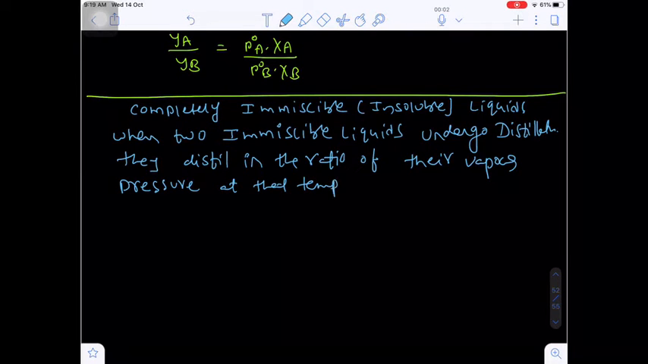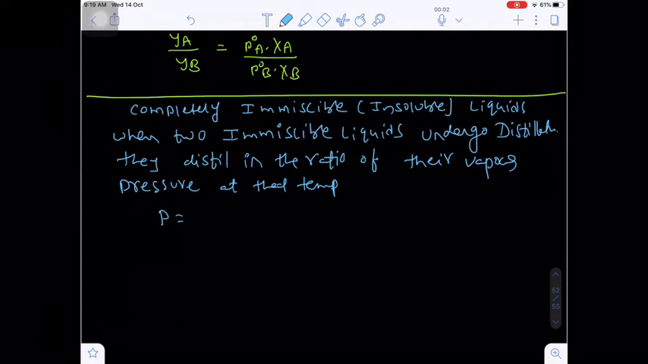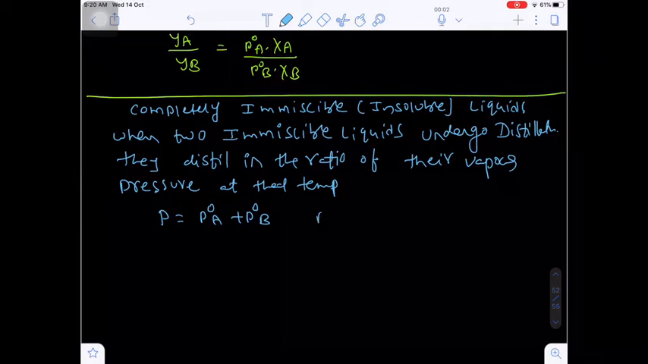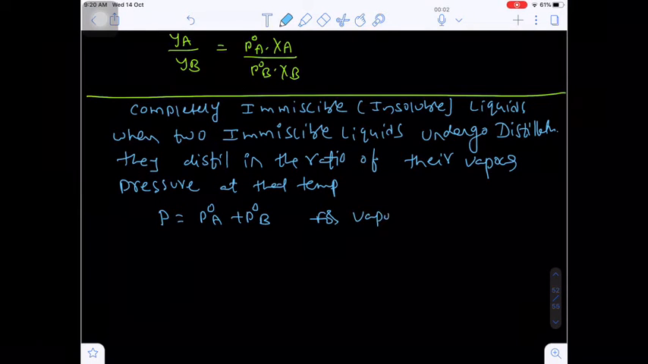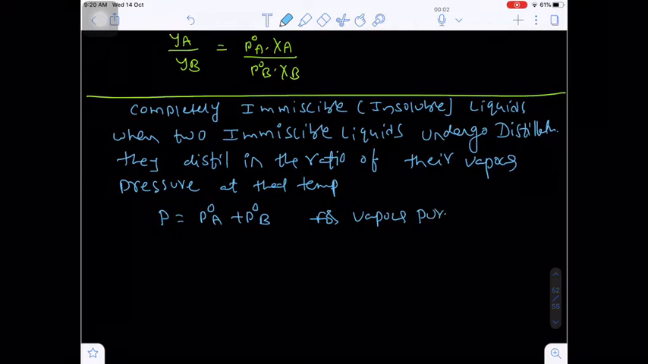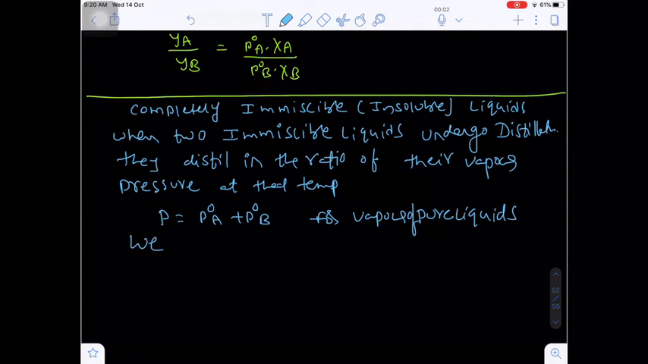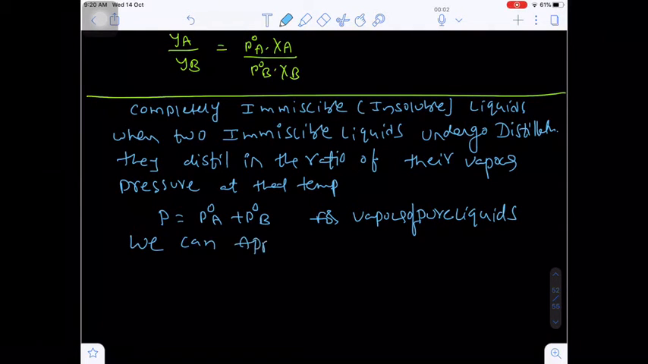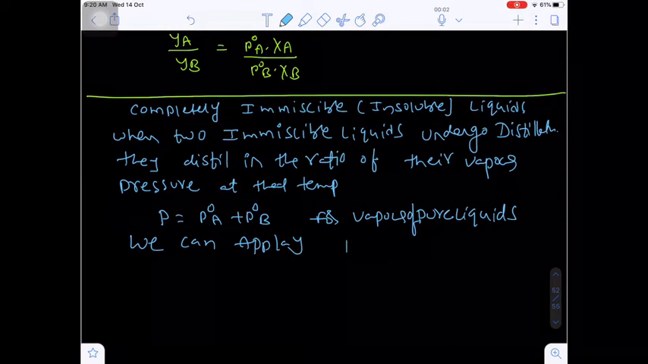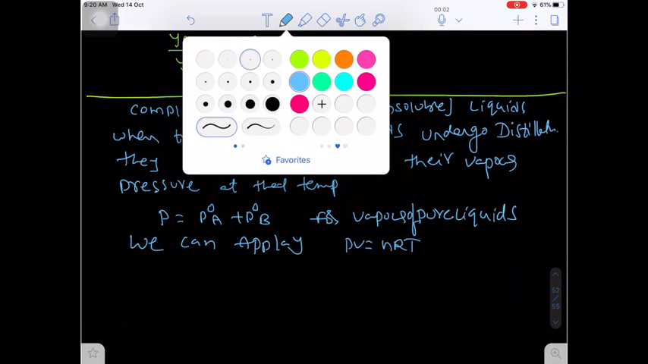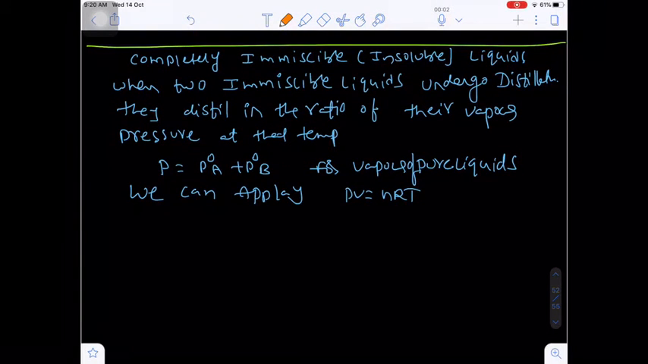Okay, and here according to Dalton's law, the total pressure will be equal to the sum of the partial pressures of liquid A and liquid B, let's suppose. So for the vapor of pure liquids, we can apply the ideal gas equation, that is PV equal to nRT. We can apply which equation? The ideal gas equation.